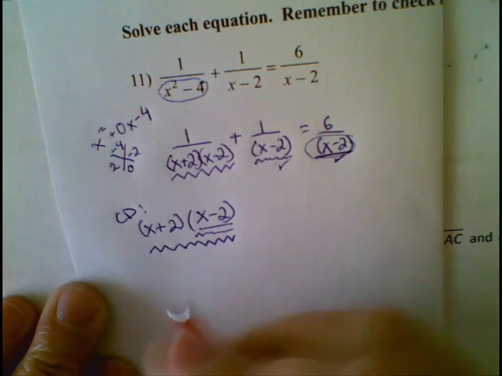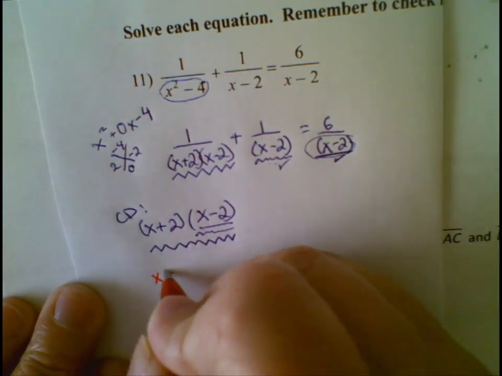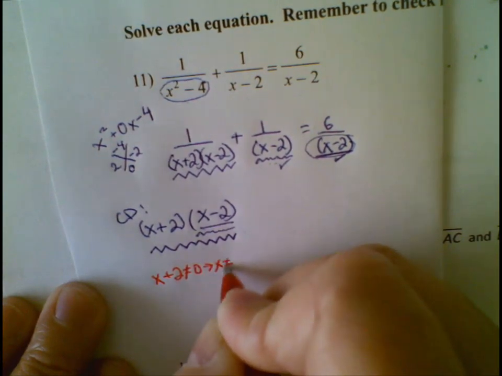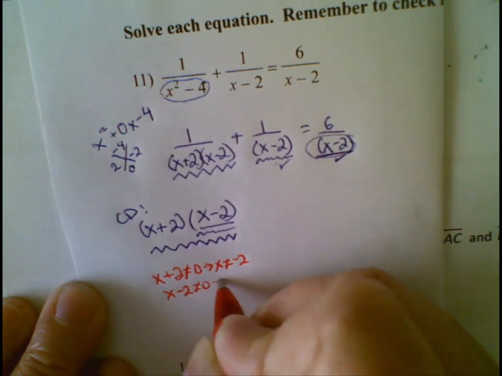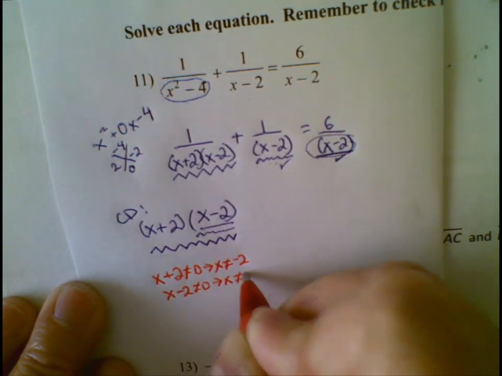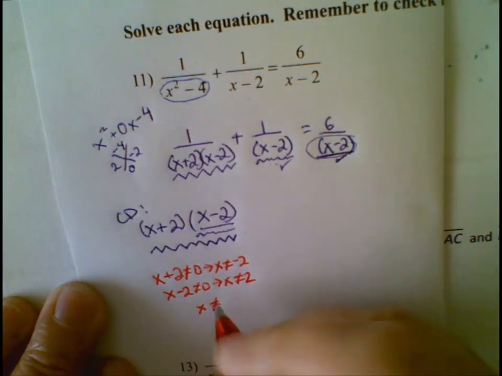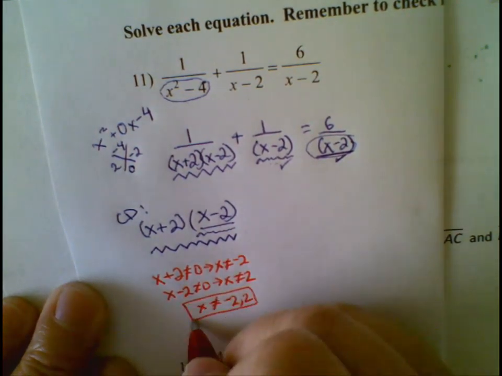Of course, from that, I can get my domain restrictions. I have x plus 2 not equal to 0, which gives me x not equal to negative 2, and I have x minus 2 not equal to 0, which gives me x not equal to 2. So my domain restrictions are x not equal to negative 2 or positive 2.